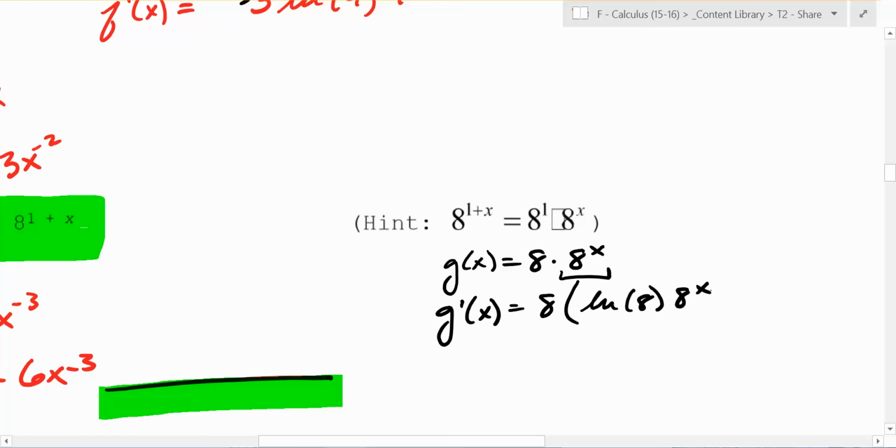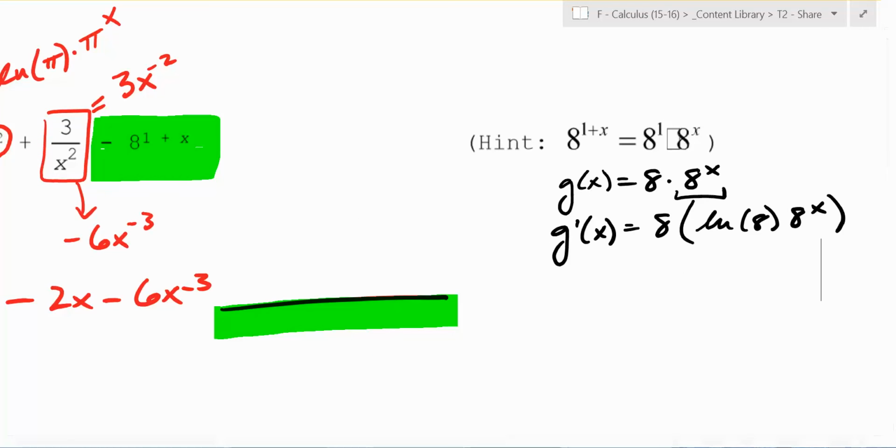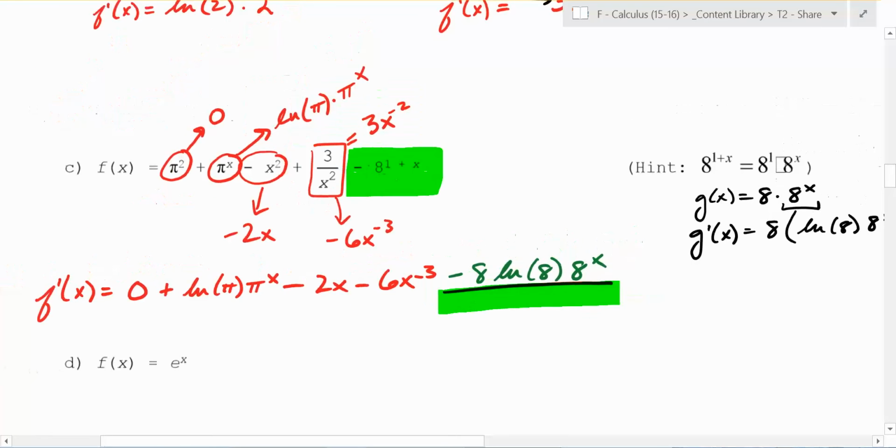Yes, correct. So what goes right here? Minus what? Minus 8 times ln 8 times 8 to the x. There's our derivative.